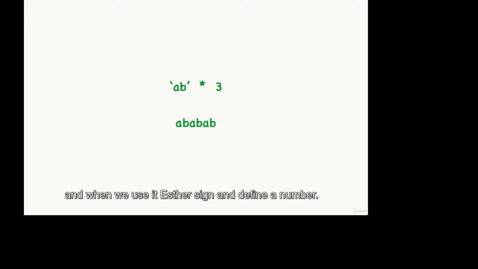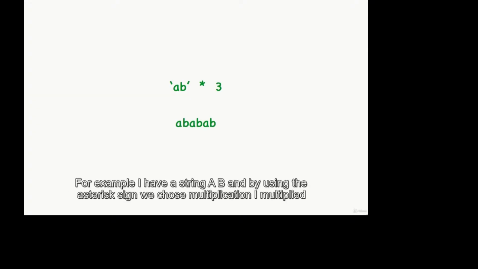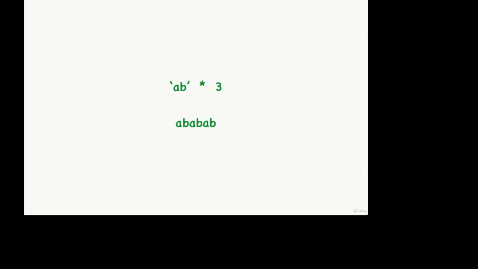And when we use an asterisk sign and define a number, for example, I have a string AB, and by using an asterisk sign which shows multiplication, I multiplied it by 3. So what it does, it repeatedly joined the string 3 times. Now let's see this in the code editor.